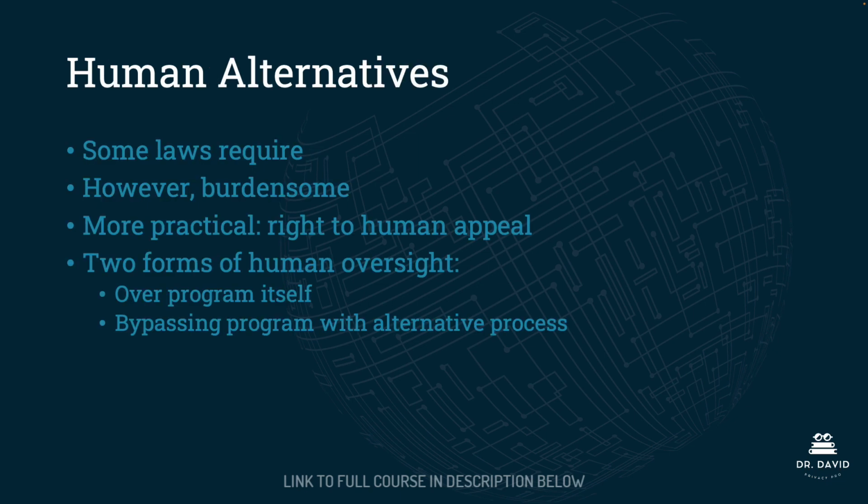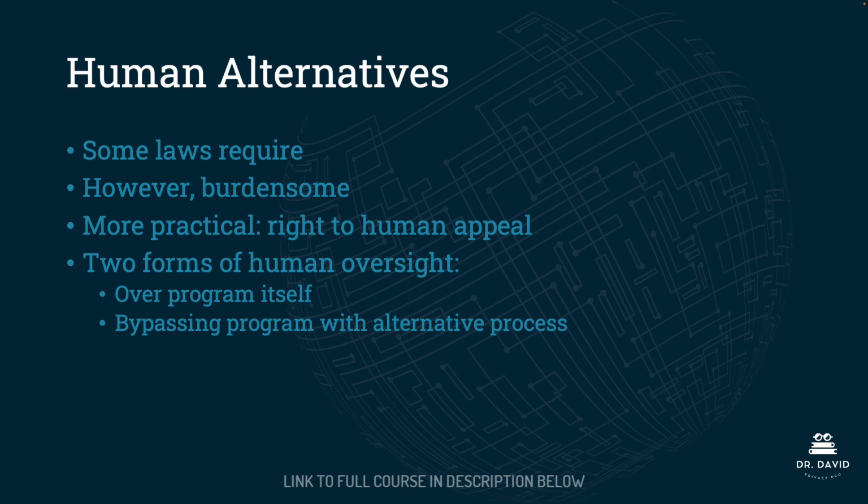When it comes to human alternatives, it's important to understand that some laws require a human alternative. Now, this can be burdensome. If the point of adopting AI is to minimize administrative burden, then requiring human alternatives for all of those cases potentially will defeat the purpose of having artificial intelligence. What is more practical then is to have a right to human appeal.